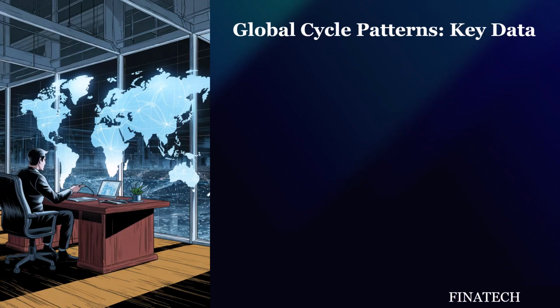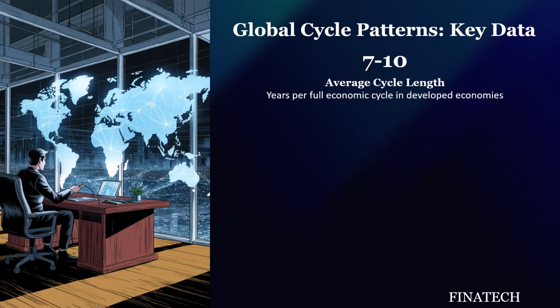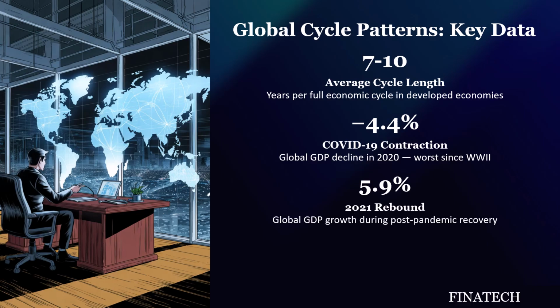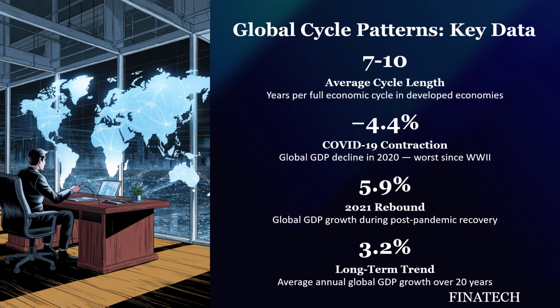Global cycle pattern, key data. 7 to 10 years average cycle length. Minus 4.4% COVID-19 contraction. 5.9% 2021 rebound. 3.2% long-term trend.